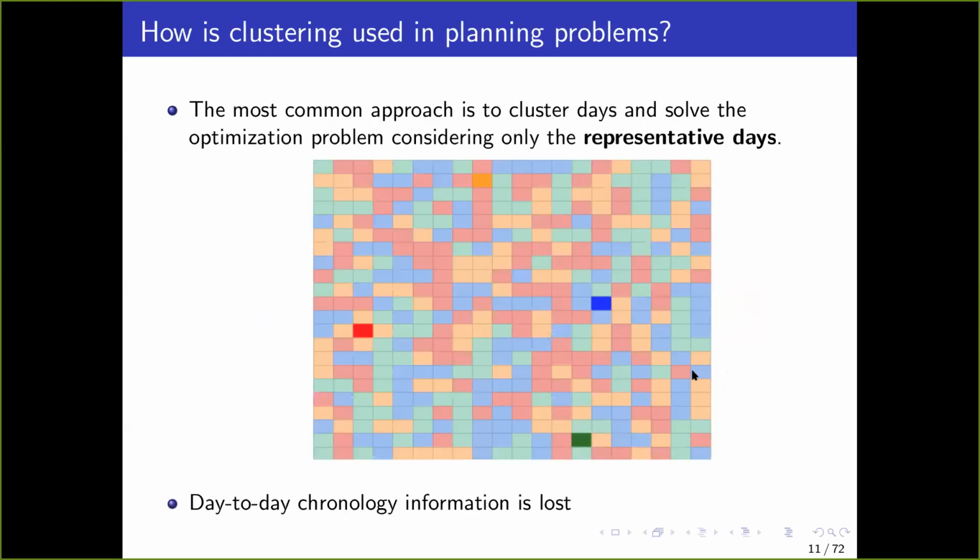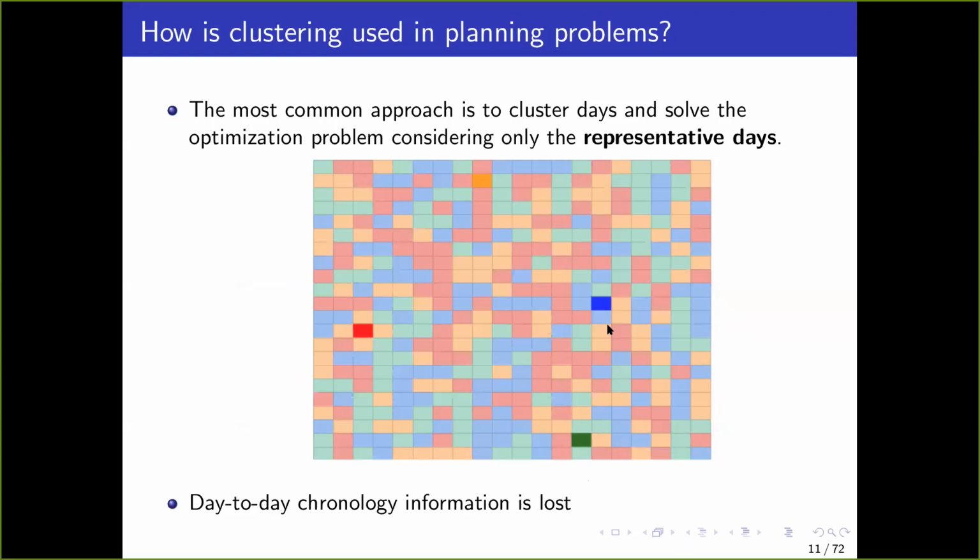So imagine that this is just a calendar year, and then all the red squares are days that are very similar to each other. And all the orange ones are also very similar, and so on. So in that case, you may just have to include in your problem the bold red, the bold orange, and so on. And then you go from an expansion problem with a lot of days to another that is smaller, with only 4 representative days.